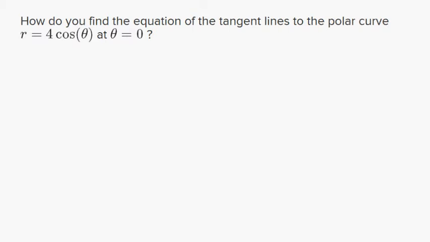All right, let's look at this question. How do you find the equation of the tangent line to the polar curve r = 4 cos θ at θ = 0?